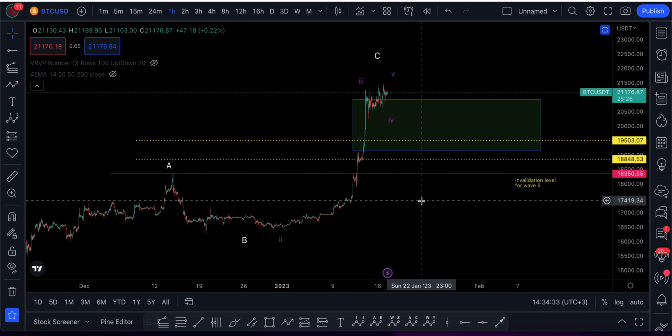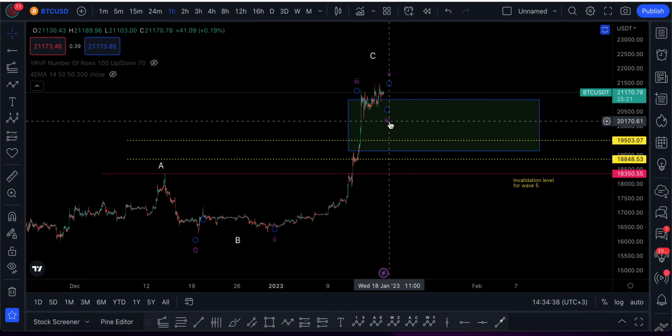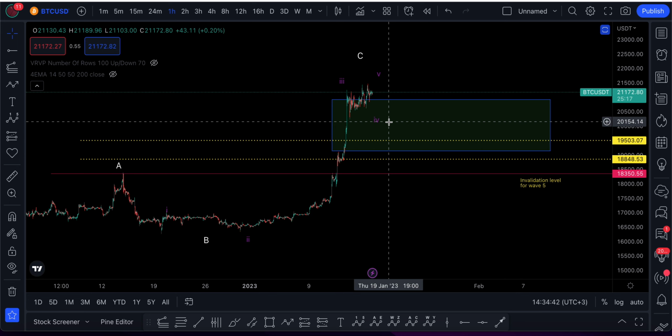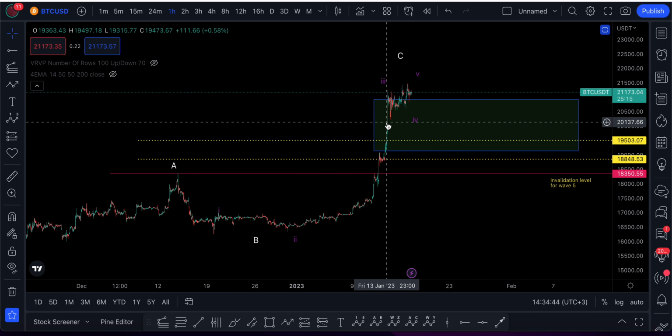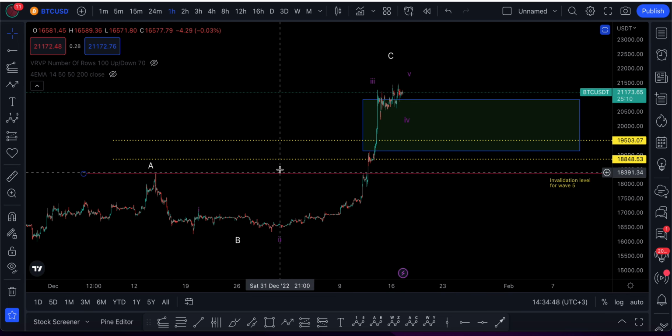In our previous video, we were anticipating a move to the downside, which I'm still anticipating. But before we can get that move to the downside, I would like to discuss what is happening currently in the markets. So previously we discussed that we have three waves.